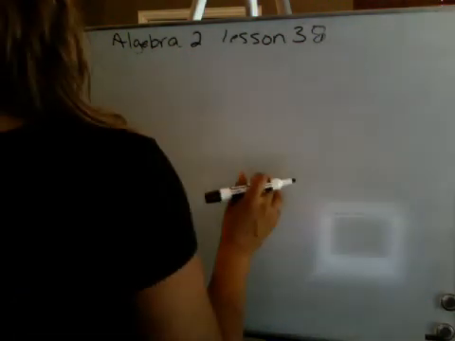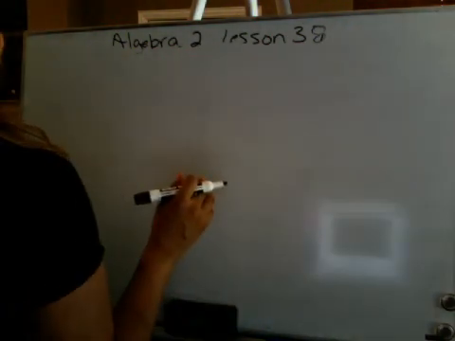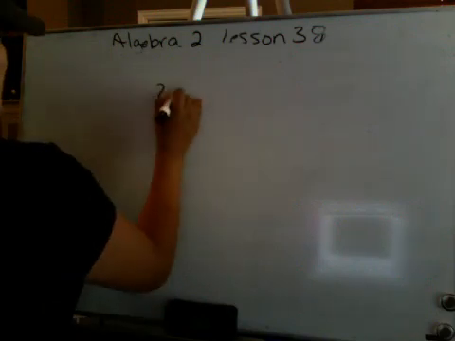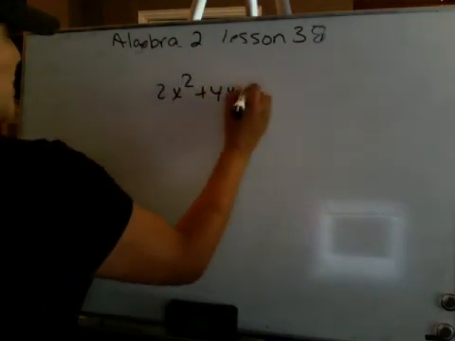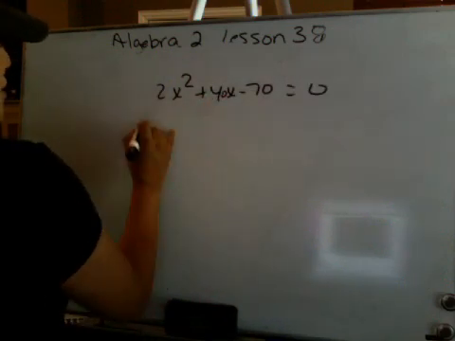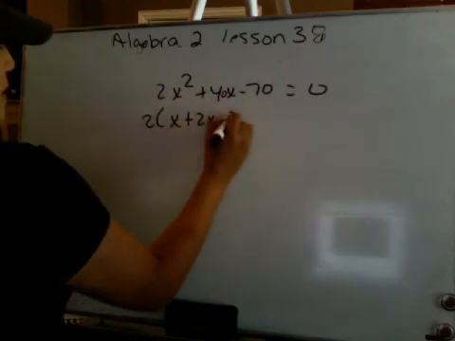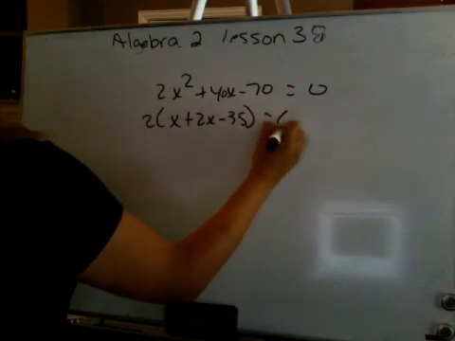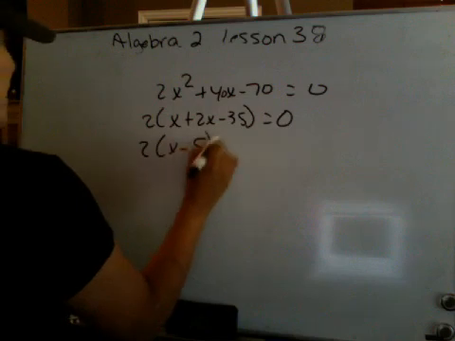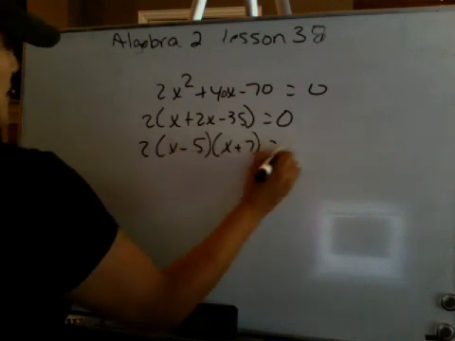Now, however, let's look at example 38.c, where you have 2x squared plus 4x minus 70 equals 0. Well, I'm going to factor out a 2 from each one, so x squared plus 2x minus 35 equals 0, and it simply gets 2 times x minus 5 times x plus 7 equals 0.